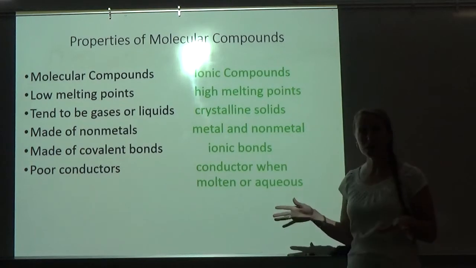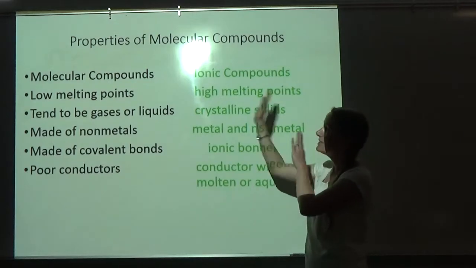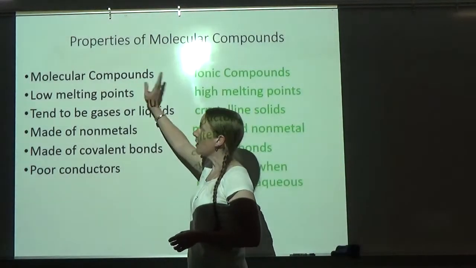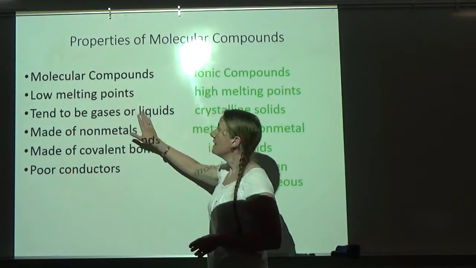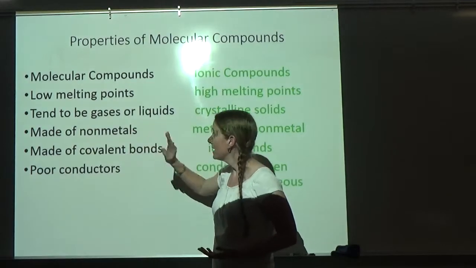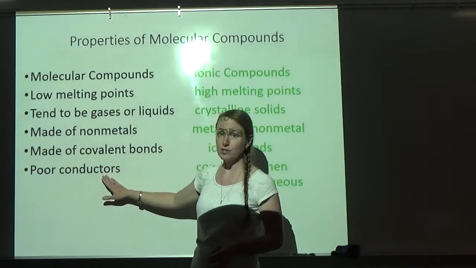Molecular compounds are literally just the opposite. If you know this list, just take everything and make it the opposite, and that's pretty much what we have. Molecular compounds have low melting points. They tend to be gases or liquids. They're only made of nonmetals, they're made of covalent bonds, and they tend to be poor conductors.